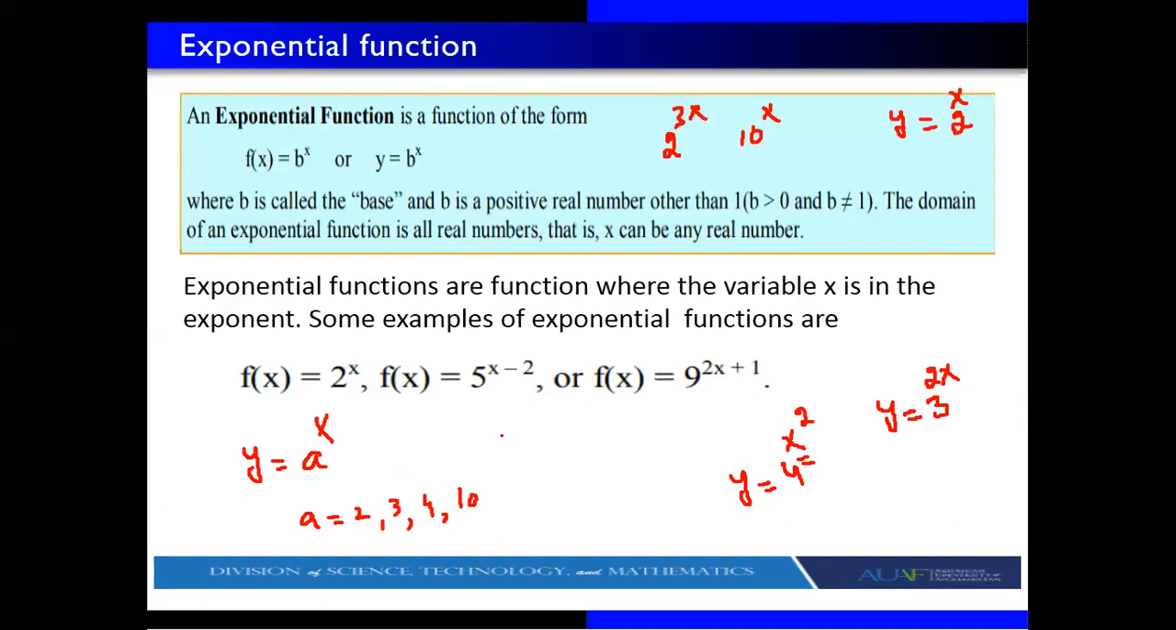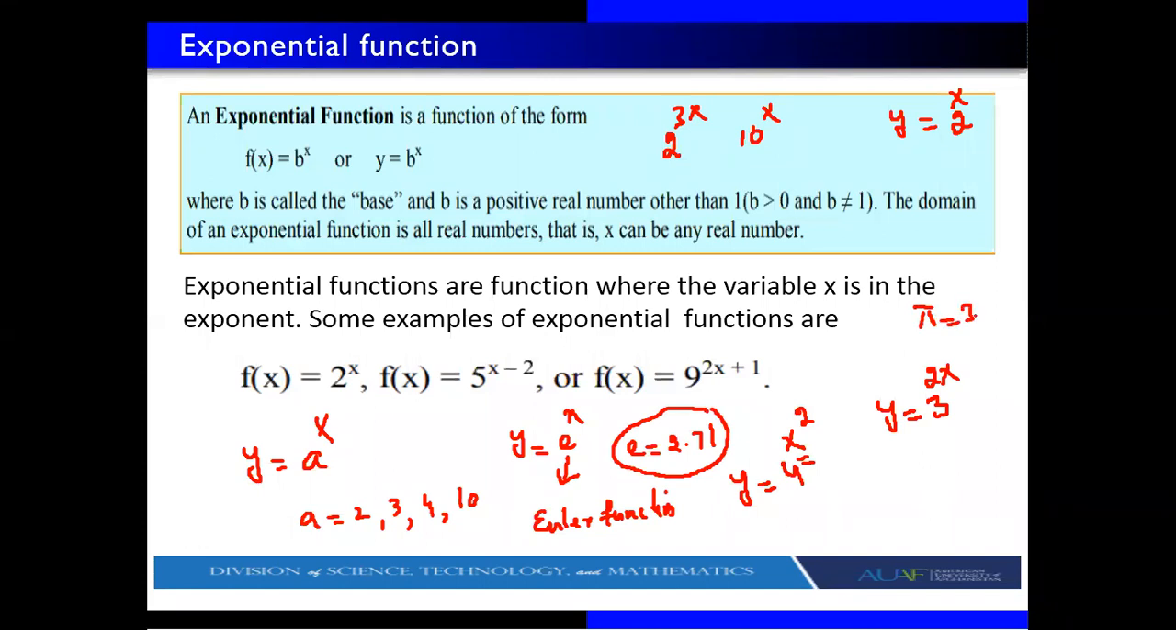Then we have the natural exponential function, like y is equal to e power x, where e is called the Euler number, and it is a constant. What is the value of e? e is equal to 2.71. This is the value of e, a constant. Like what is the value of pi? Pi is a constant. The value of pi is 3.14 or 22 by 7. So in the same way, e is also a constant number. The value of e is 2.71.